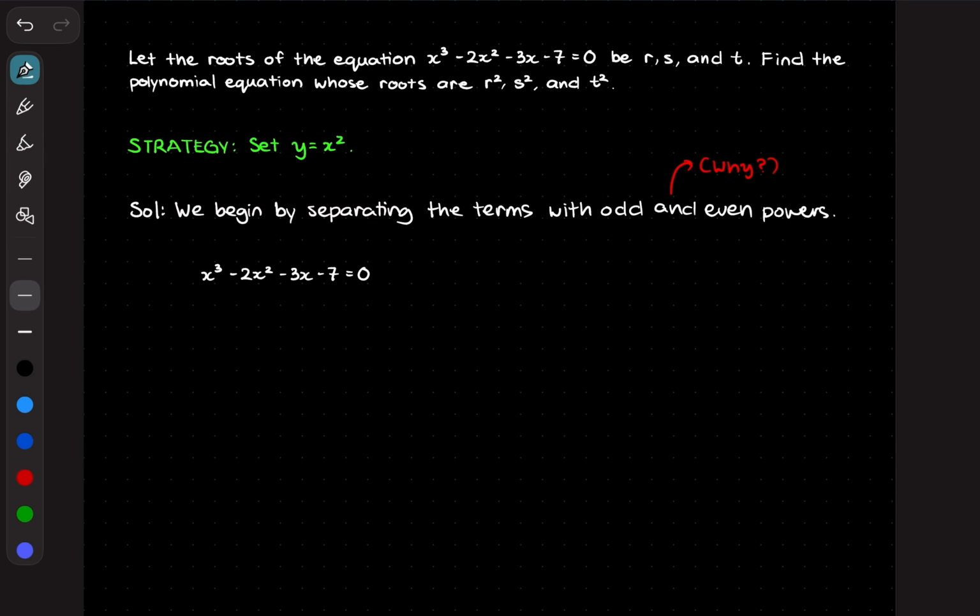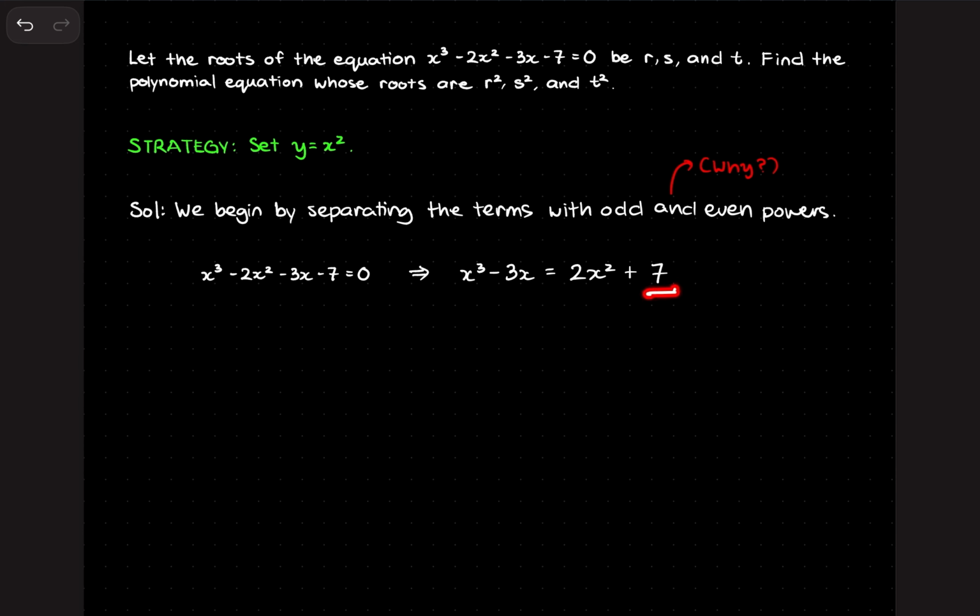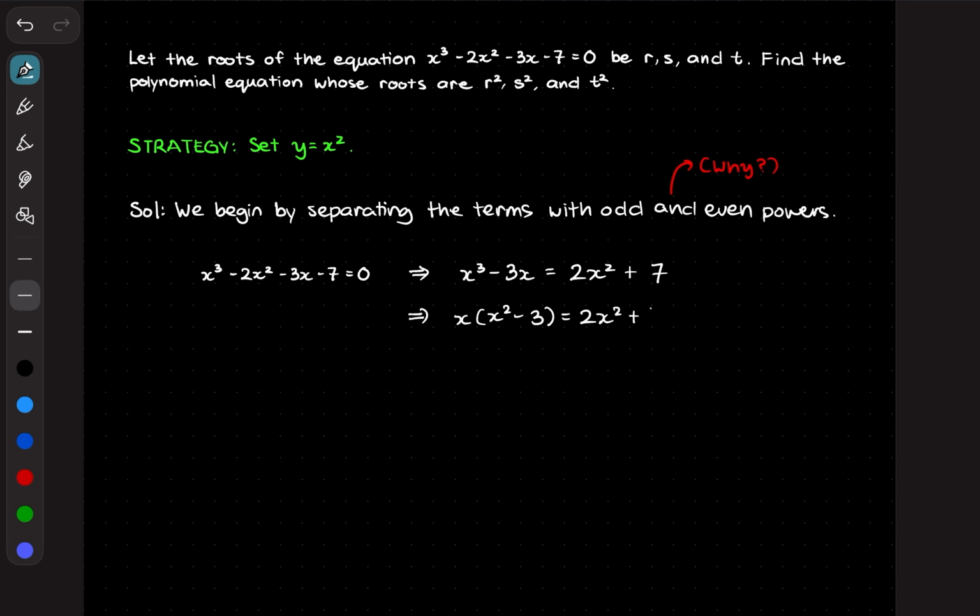If we are to separate the odd and even powers, then what we can do is simply move this and this to the other side. By doing that, we'll obtain the following. We'll have here x cubed minus 3x equal to 2x squared plus 7. Take note here that 7 is an even power. We can treat it as an even power since its variable is just x raised to 0. And then from here, let us factor this one out. So we'll have here x times x squared minus 3 equal to 2x squared plus 7.